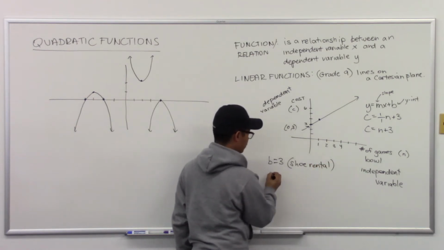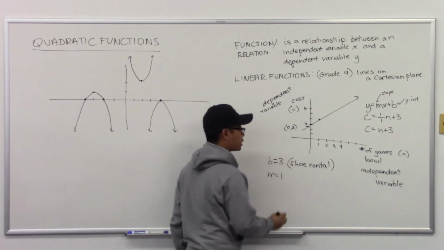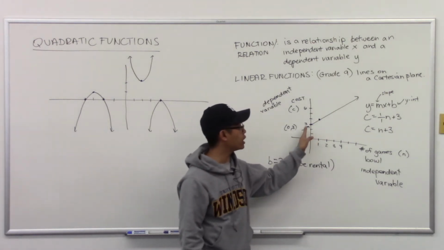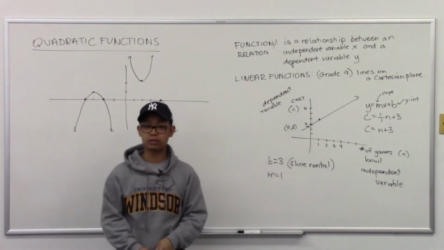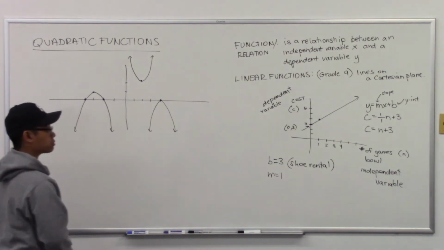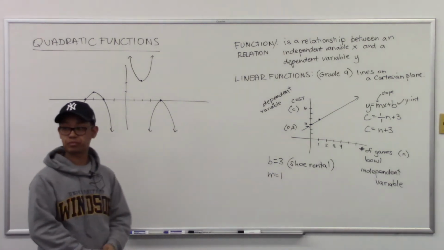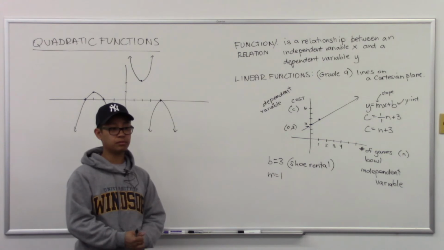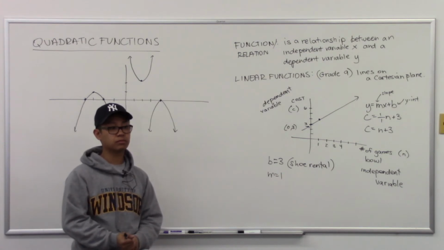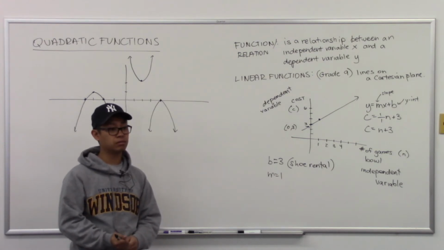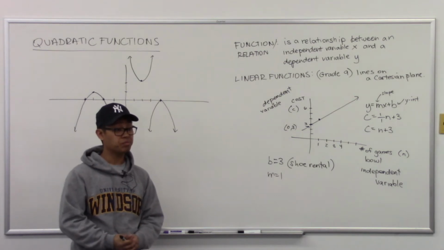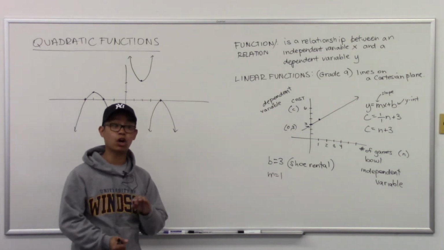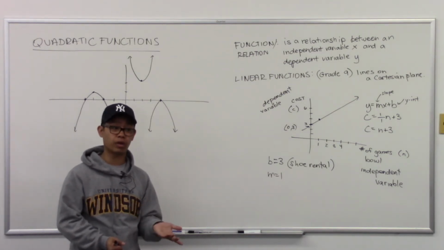The purpose of m equal to 1. Every time you go 1, it goes up 1. What do you think that means? Idea? Yes, exactly. It's the cost per game. It costs $1 per game.